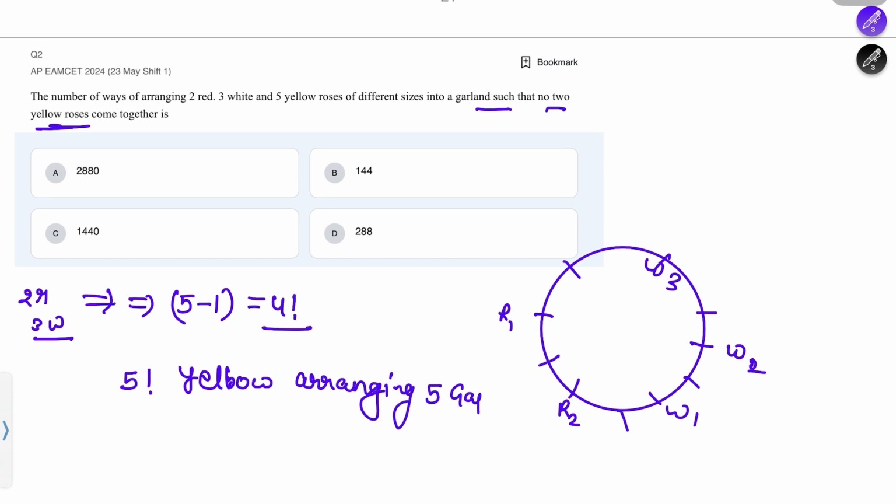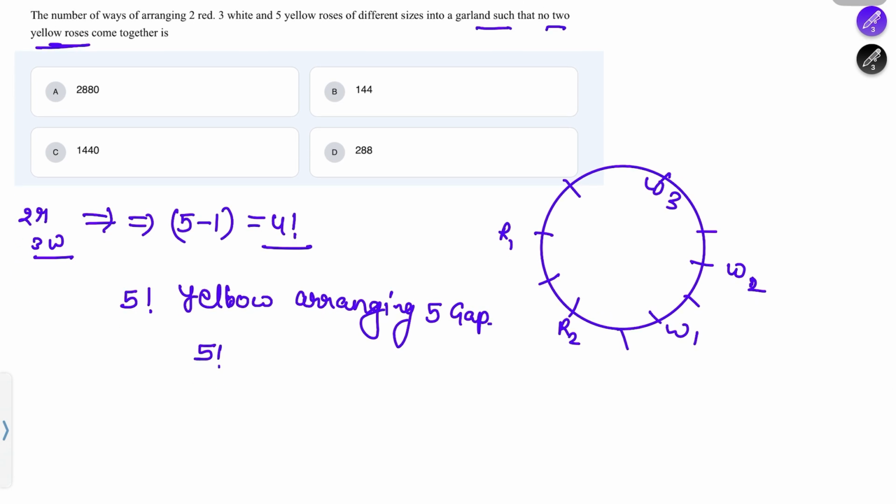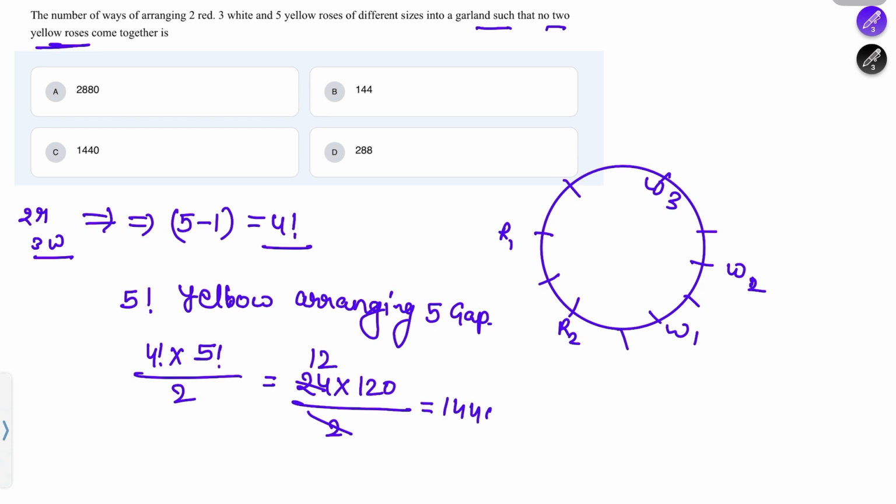So according to that it is 5 factorial only, right now. And maybe it is possible anti-clockwise and clockwise. They are not given, so divide by 2. So 4 factorial and divide by 2. So according to that, the answer is: 4 factorial is 24, right? And 5 factorial is 120, divided by 2. So that's why the answer is multiplied by 12 times, so 1440.